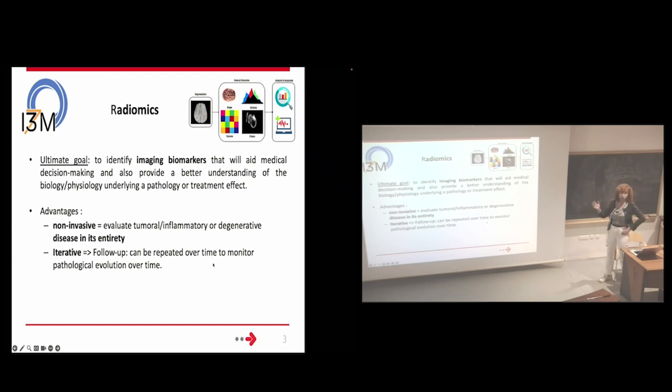The ultimate goal for radiomics is finally to identify imaging biomarkers to better understand the pathology, and it's the concept finally of virtual biopsy. That is something non-invasive to help in better discovering a disease, tumoral disease, degenerative disease, and then that could be iterative. That is to say, you can reproduce it as often as necessary.